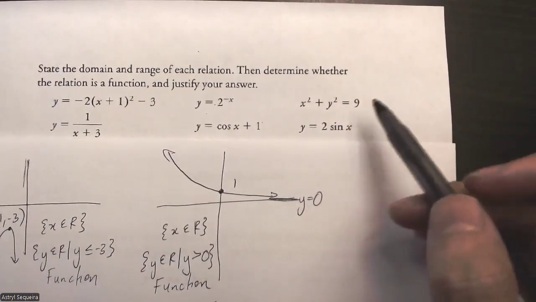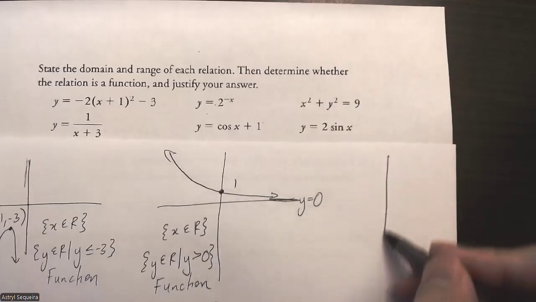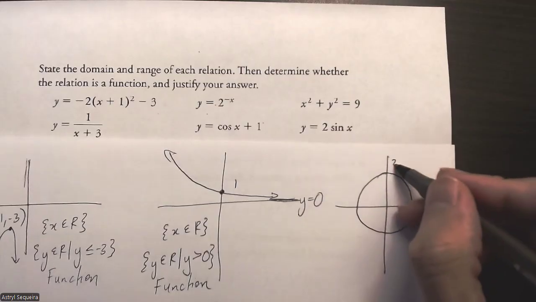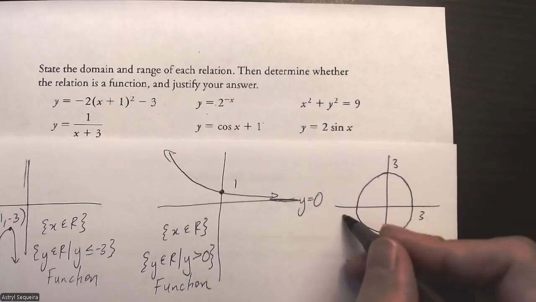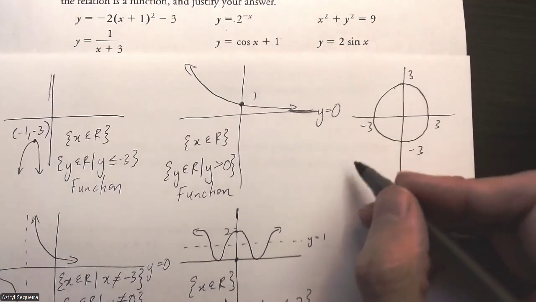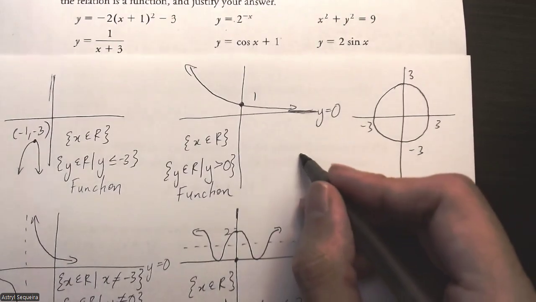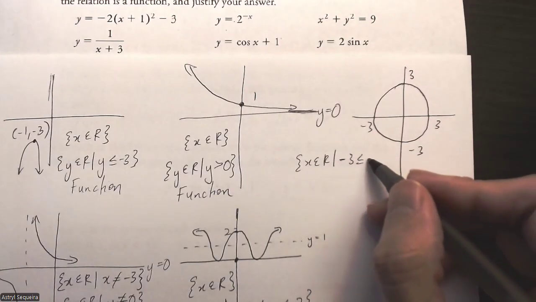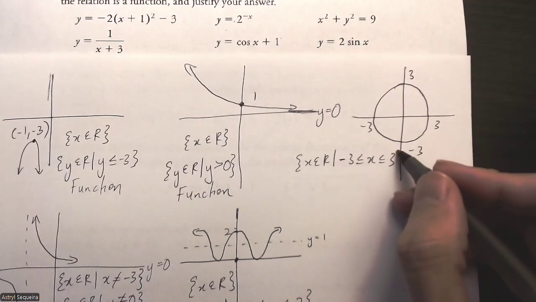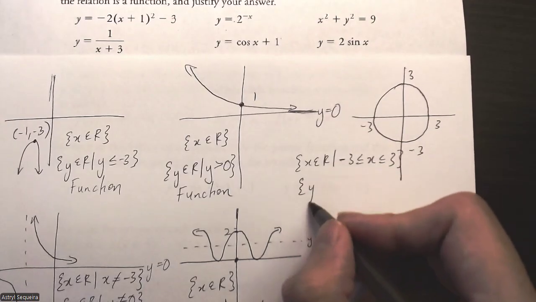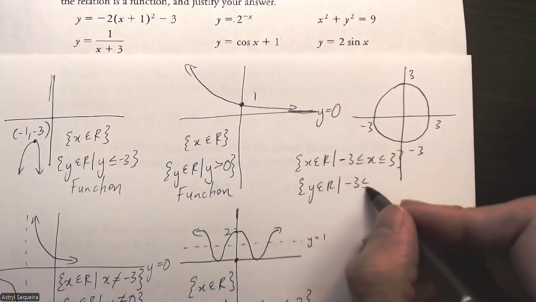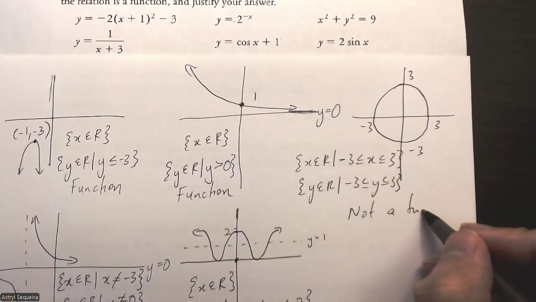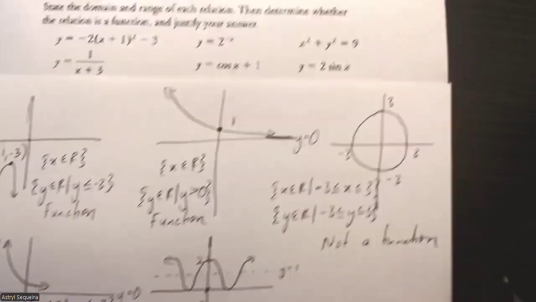Next one, there's an equation of a circle, and my radius is the square root of 9, which is 3, centered at (0, 0). That's what the graph looks like. My domain for this relation is x, an element of the real numbers, where x is between -3 and 3. My range is y, an element of the real numbers, also between -3 and 3. This one is not a function because it does not pass the vertical line test.